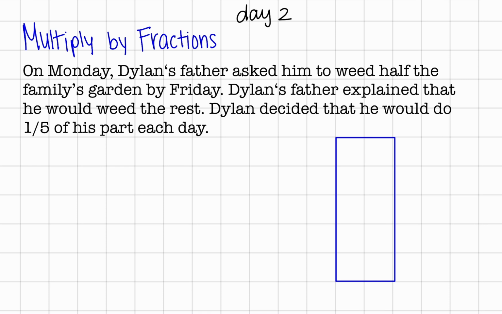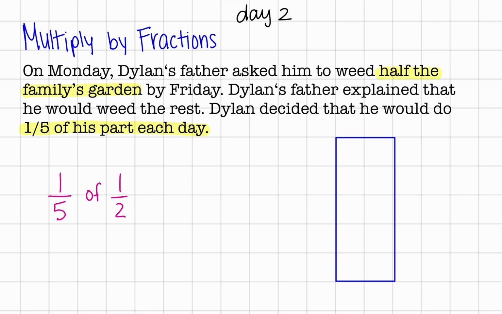All right, so on Monday, Dylan's father asked him to weed half the family's garden by Friday. Dylan's father explained that he would weed the rest. Dylan decided that he would do 1/5 of his part each day. So he has to weed half the family's garden, and he wants to do 1/5 of his part each day. So we're looking at 1/5 of 1/2.